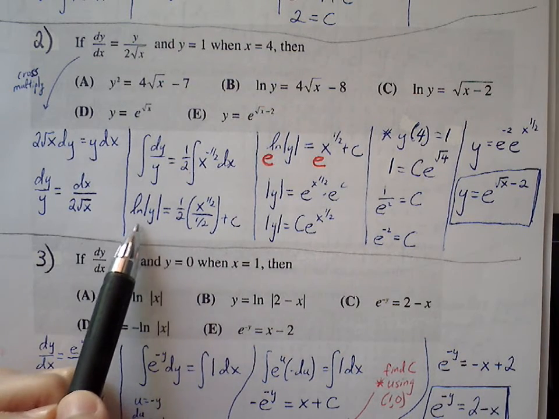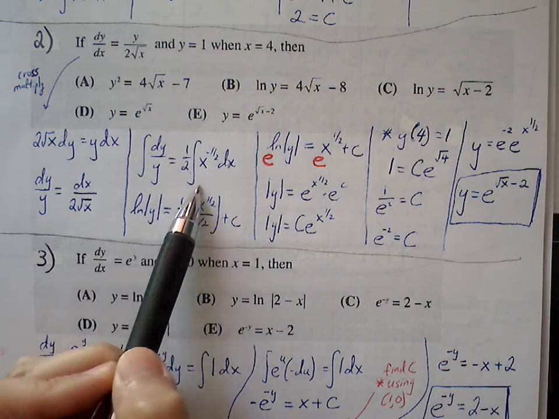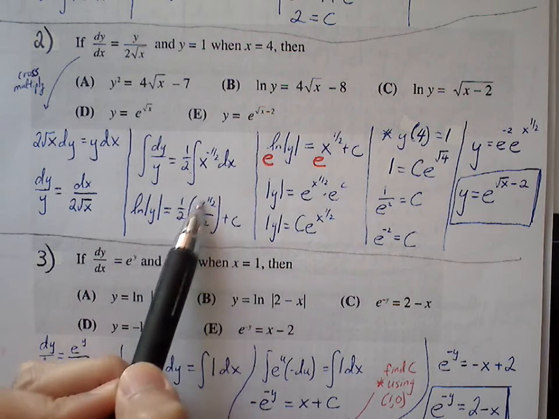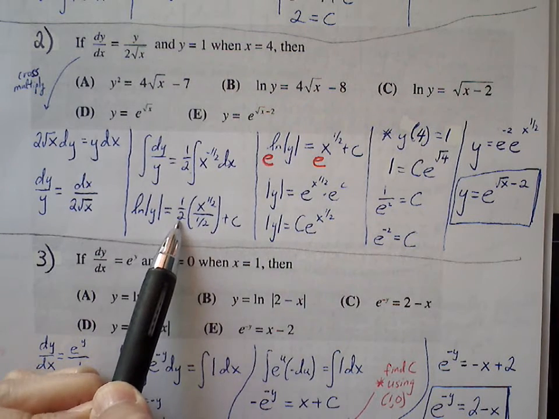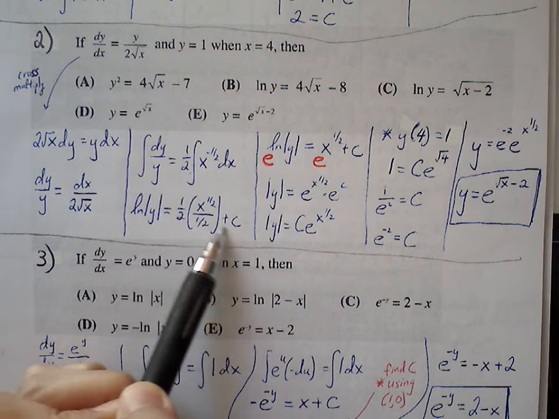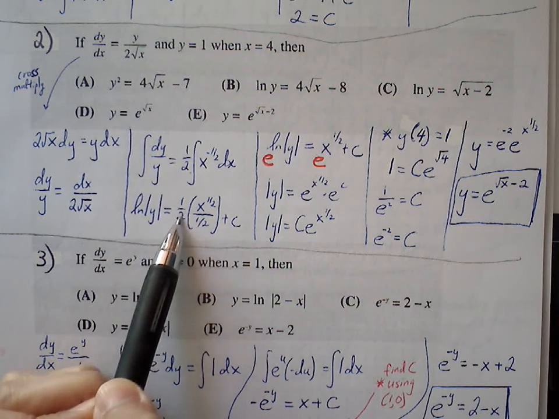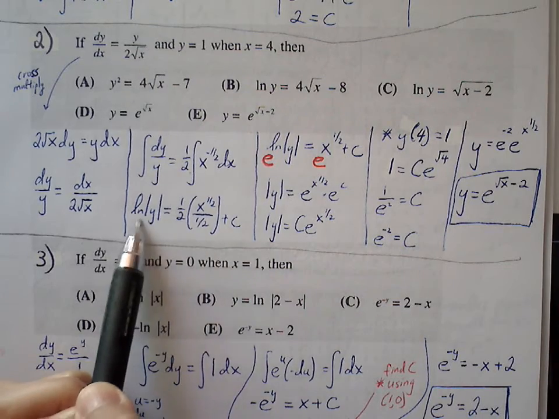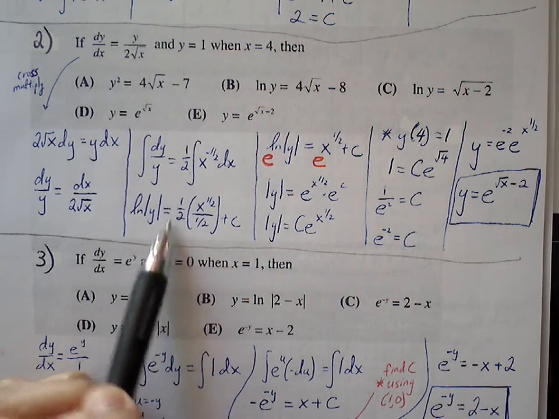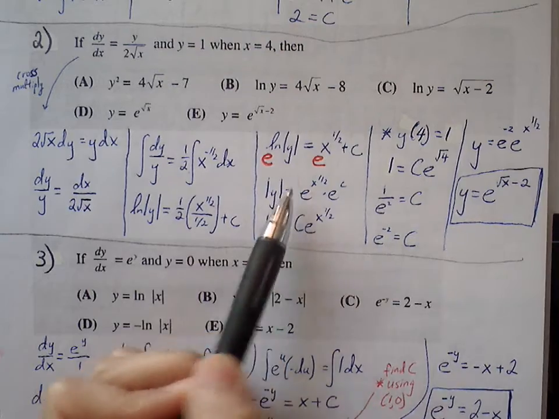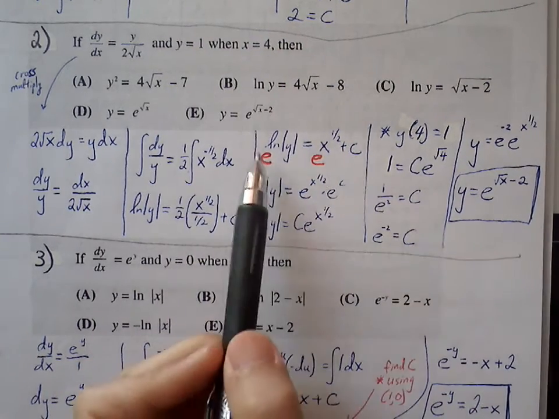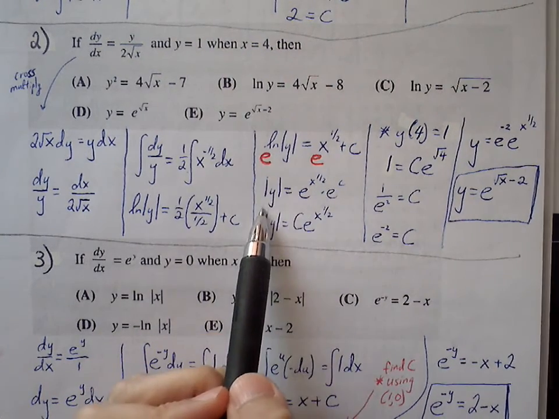So left side becomes natural log absolute value of y. The right side, I go through power rule, x to the 1/2 over 1/2. With the 1/2 out in front, plus c shows up. Flip that 1/2 to be 2. 2 times 1/2 is just 1. That goes away. Now I can exponentiate both sides, base e. And once I do that, I can clean up the left side. This cleans up to be just absolute value of y.